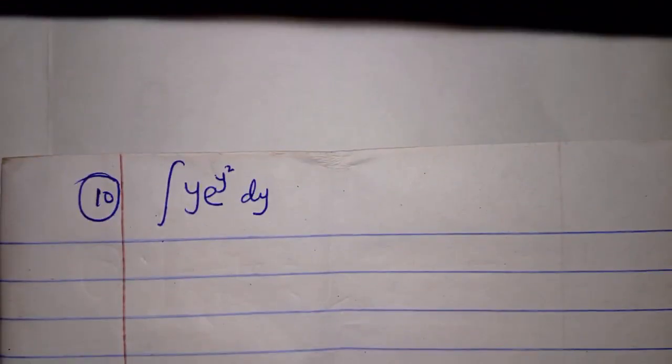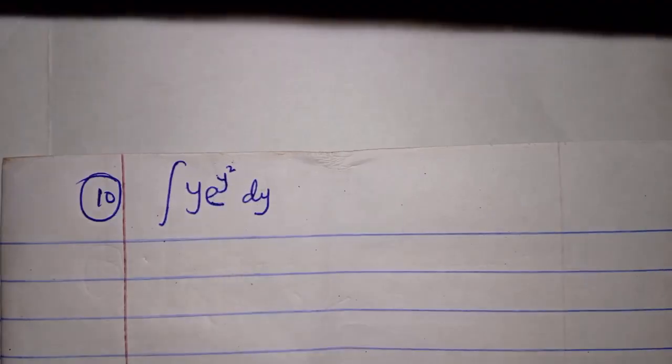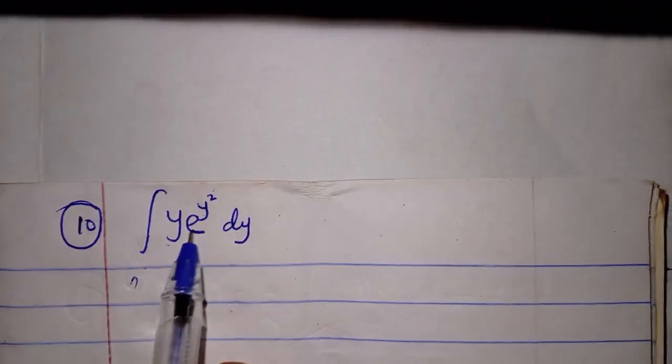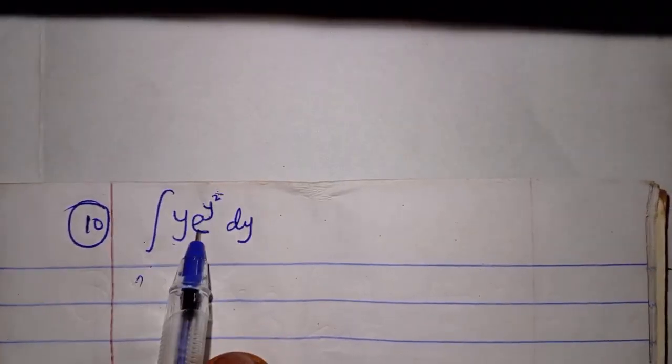What is the integral of y e to the power of y squared dy? The independent variable here is y. This time around it is not x, it is y. So we perform the integration. And the method of integration to be applied here is the method of substitution. This is y times e to the power of y squared. E is raised to the power of y squared.